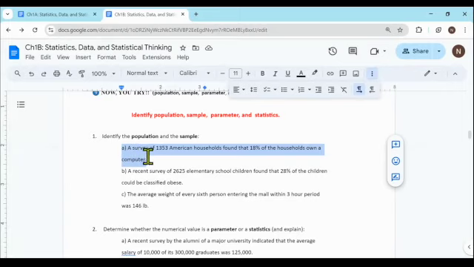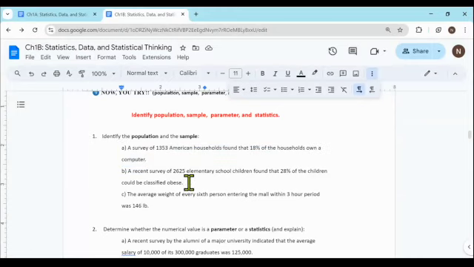Okay, for A, what's the population here, and what's the sample? The American households are the population. Yes, and what did they say? 7,335 American households. Is that the sample or the population? The sample. Okay, what's the population? All American households.